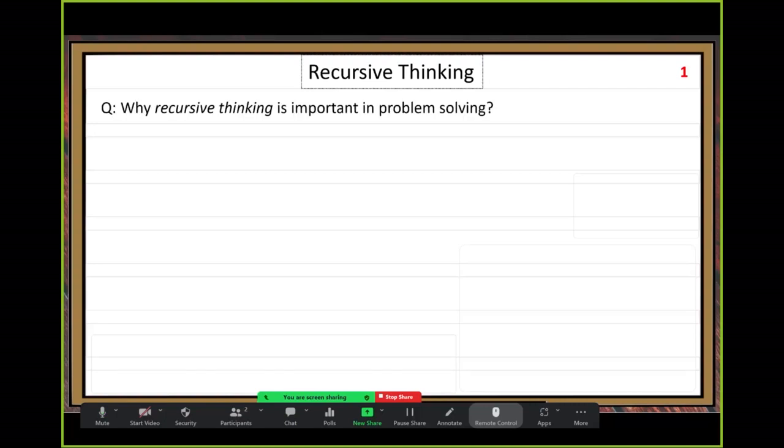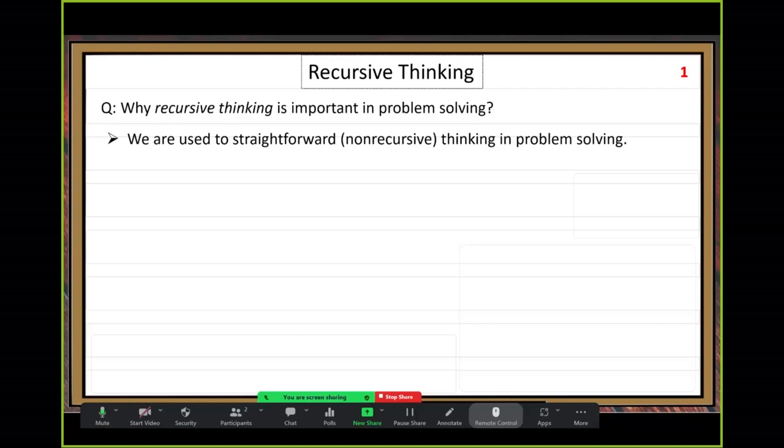All right. Question: why is recursive thinking important in problem solving? We are used to straightforward, non-recursive thinking in problem solving. So if you do not get training in this way, very likely you do not do recursive thinking, because you like to do straightforward thinking, not recursive. So in this module, we will get training in recursive thinking.